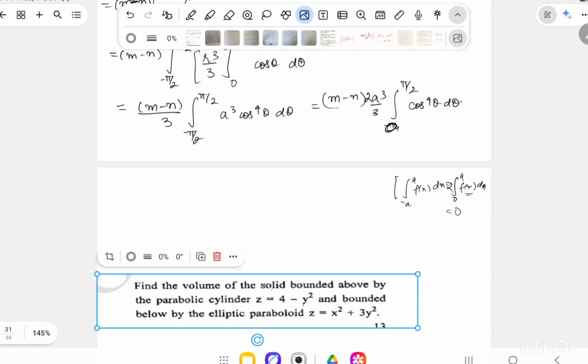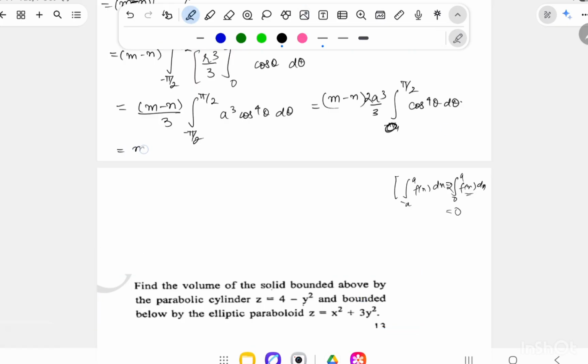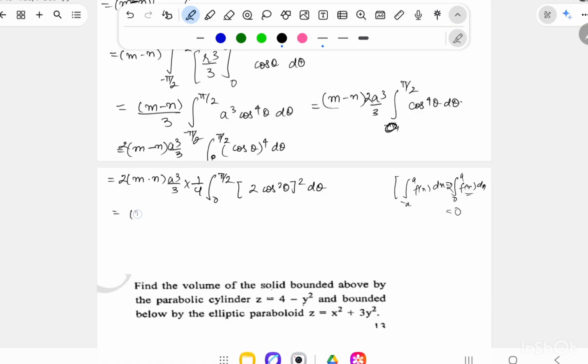So this simplifies to, I can write this as (m minus n) 2 a cube by 3 times the integration from 0 to pi by 2 of cos theta raised to 4 d theta, and its integration is basically, I can write it as 2(m minus n) a cube by 3 into 1 by 4 times the integration from 0 to pi by 2 of (2 cos square theta) whole square d theta, which can be written as (m minus n) a cube by 6 times the integration from 0 to pi by 2.